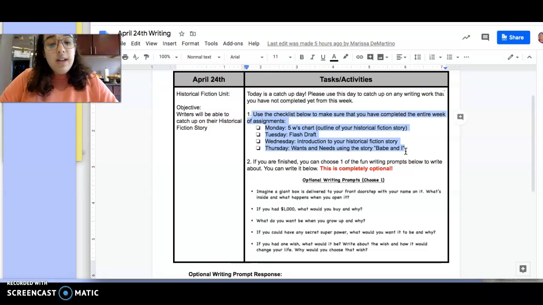So if you haven't done any of those things in this checklist right here, today is your day to go back and do it. Because remember, every time we do something, the next day builds on top of it. So if you skip Monday, Tuesday, and Wednesday, and then try to do work on Thursday, you're gonna be confused. So make sure you're doing at least a little bit every day so you can keep building on top of what you're writing. So today's the day to look back and see what you have not done, and to complete it if you have.